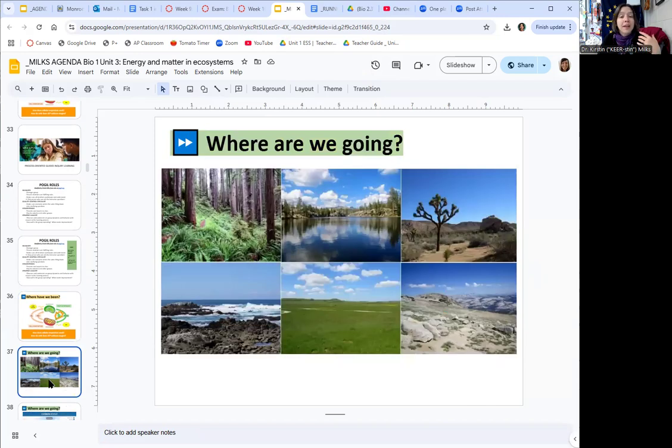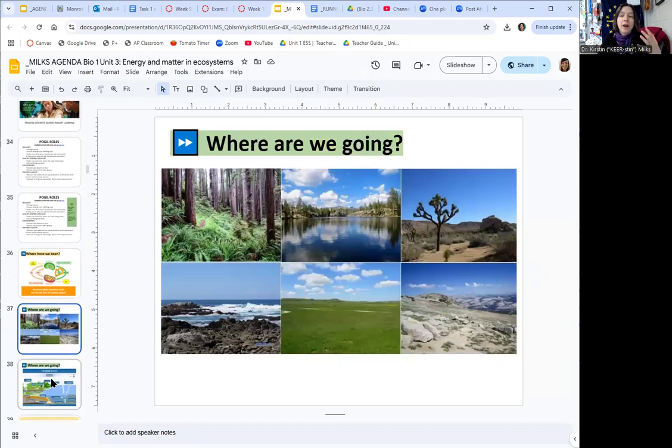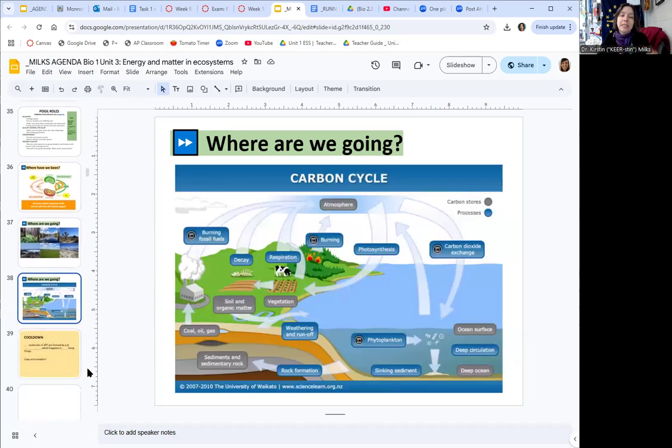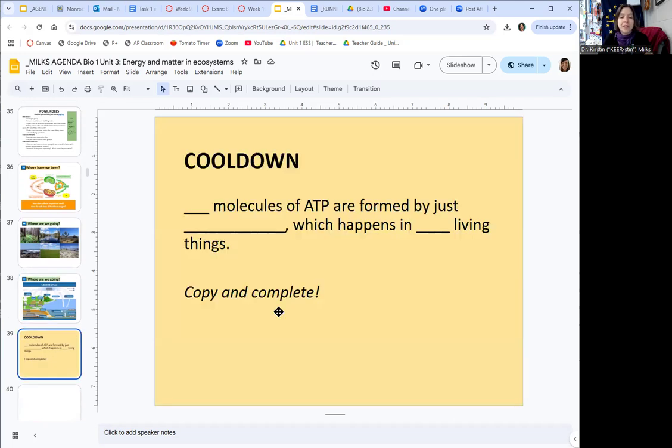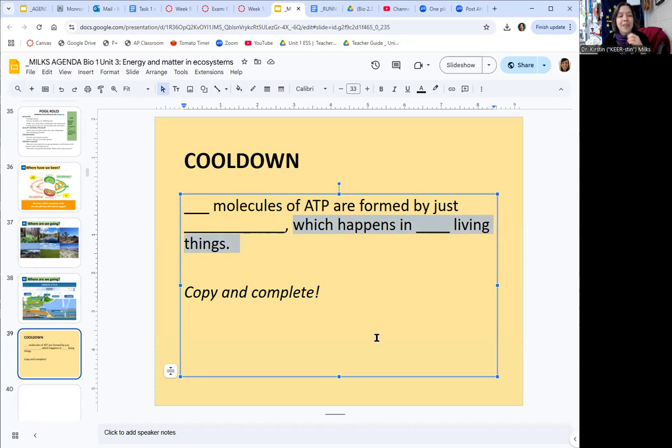All right, so next up over the next couple of days, we're going to think more about anaerobic respiration, how cells are able to survive in some parts of these environments where oxygen isn't readily available, like in the brackish sides here, deep in the peat here. And we'll tie it back to ideas about the carbon cycle, especially the part where animals are eating things, plants are taking in CO2. So blank molecules of ATP are formed by just blank, which happens in all living things. I gave you the answer. Now it's your job to make sure you know it.